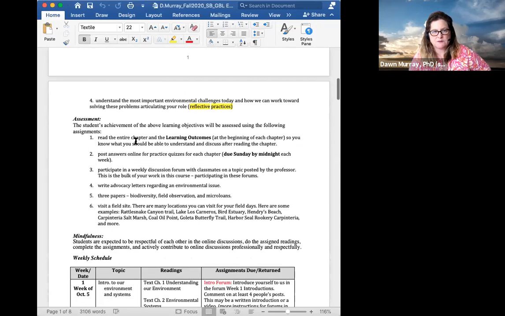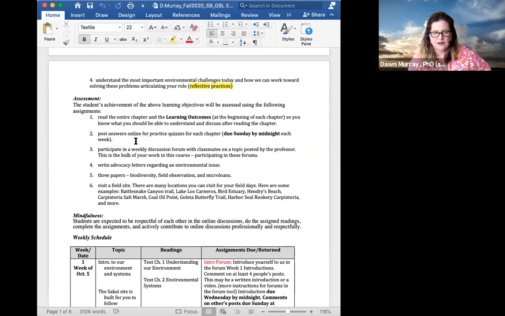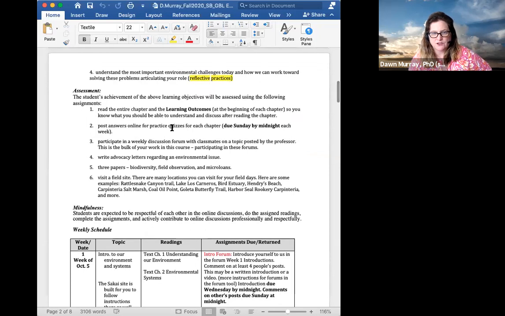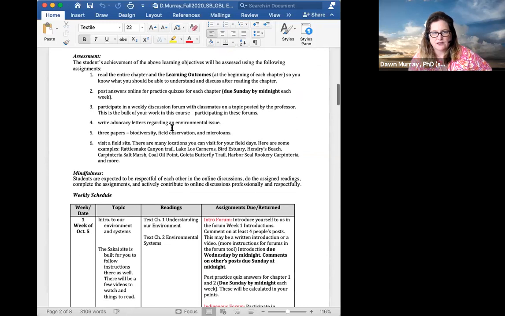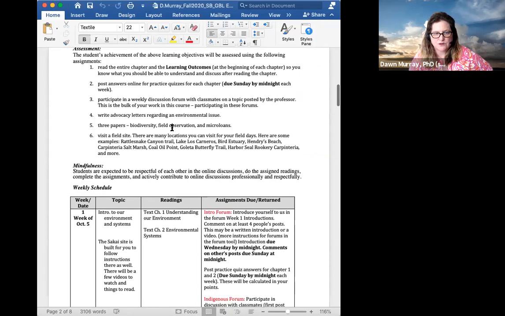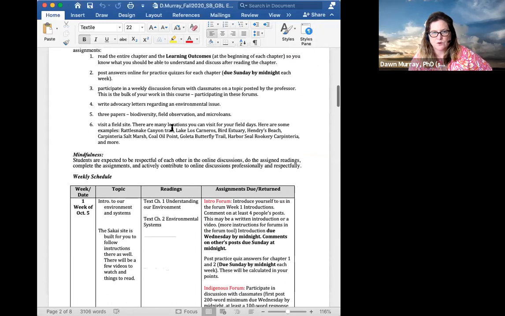Your assessment will be based on 6 different aspects of your work. I want you to read the entire chapter and the learning outcomes so you know what should be understood and what we're going to discuss. I want you to post your answers online for practice quizzes. Each Sunday night, those are due. You're going to participate in a weekly discussion forum with your classmates. This is the bulk of your work, these discussion forums and communicating back and forth.